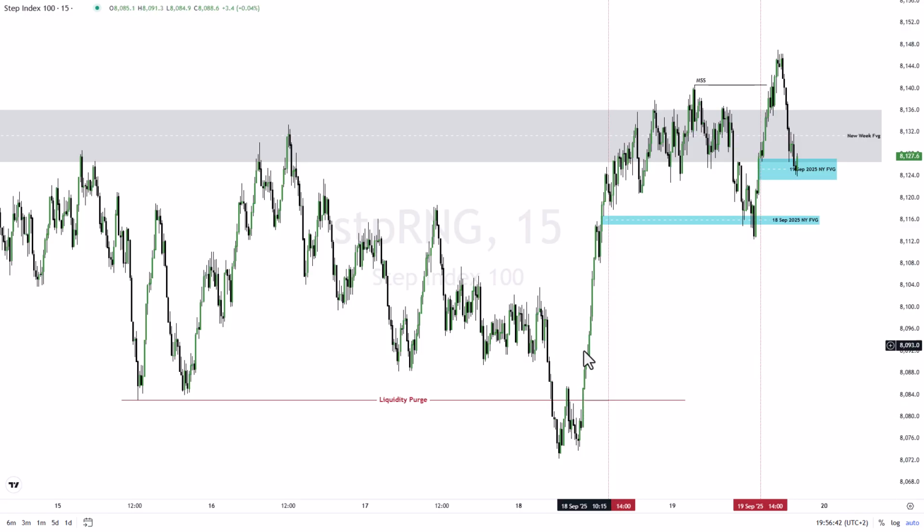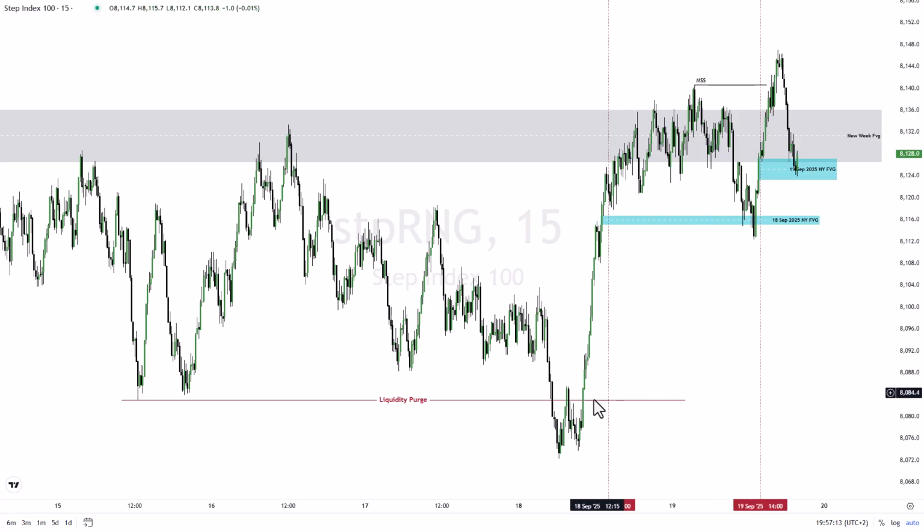So I liked this, or all these fair value gaps remaining open. But the New York session fair value gaps, I want to see those inefficiencies being retraded back to. This is why I like to watch the New York fair value gap. So we have come all the way down to support on the New York fair value gap of the 18th.